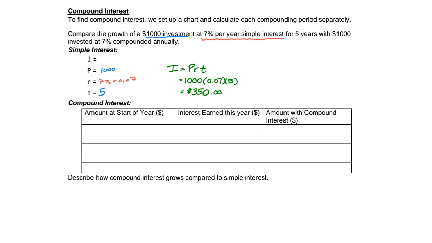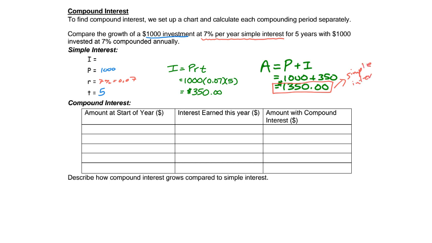So that is going to be A is equal to P plus I. And that's just 1,000 plus 350. And that totals up to be $1,350 for the total amount with simple interest.